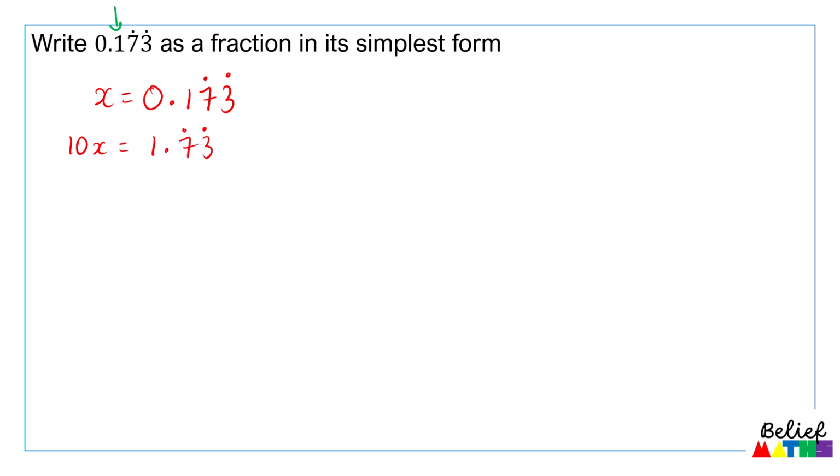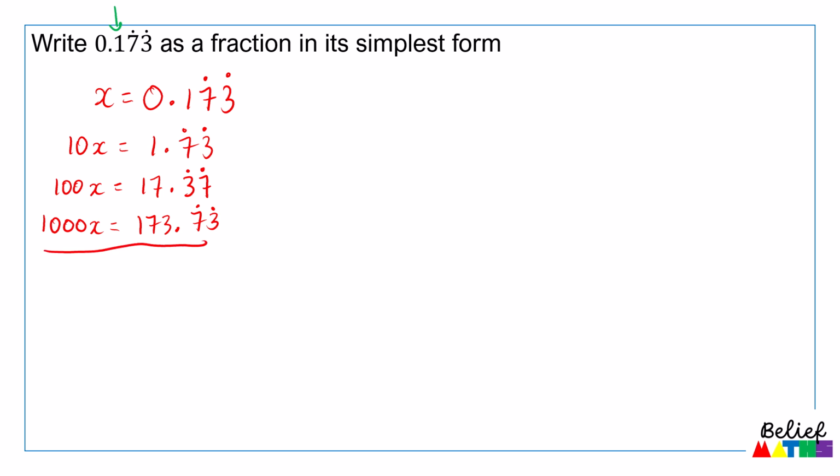Again, our decimal isn't exactly the same yet, so we're going to go again. 100x is equal to 17 point, now the 3 has moved up, and then it goes 37, 37, 37. Because remember, it's only the 3 and the 7 that are recurring. And then we go one more, because none of those decimals match exactly. And that gives us 173.73 recurring. And now we've got our 2 equations.